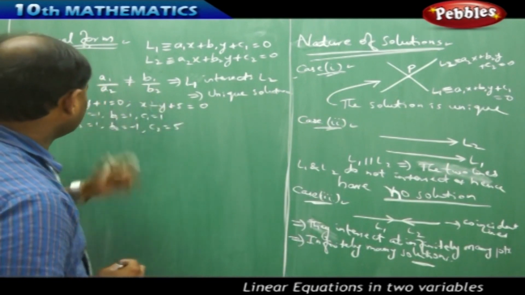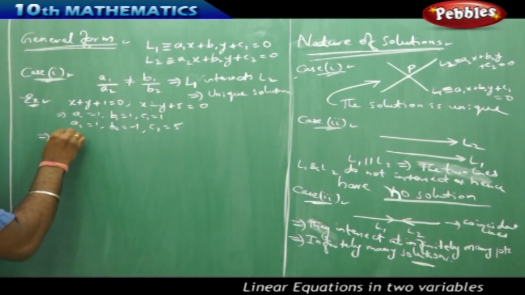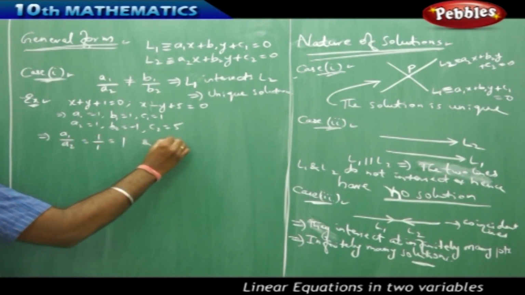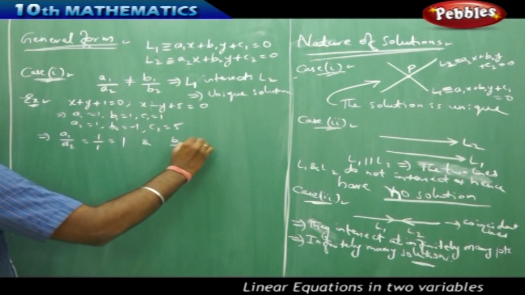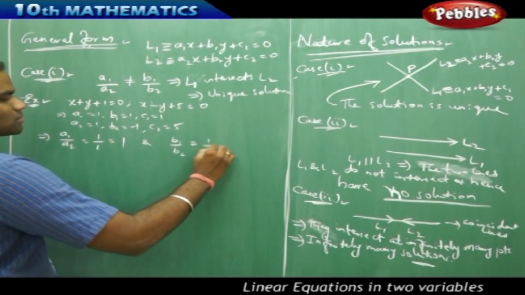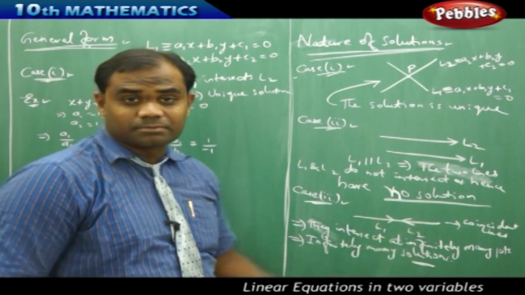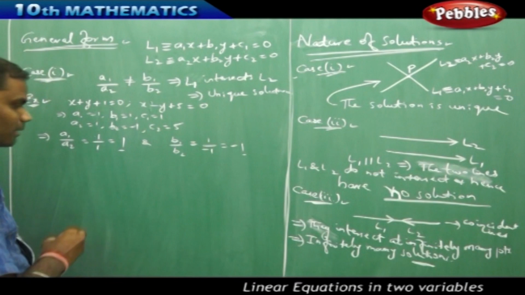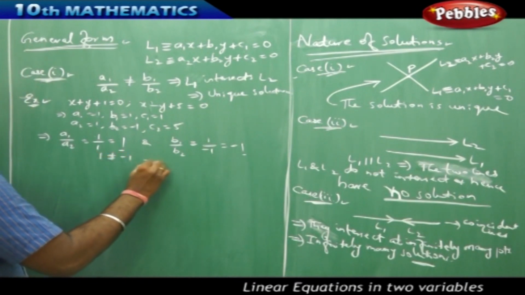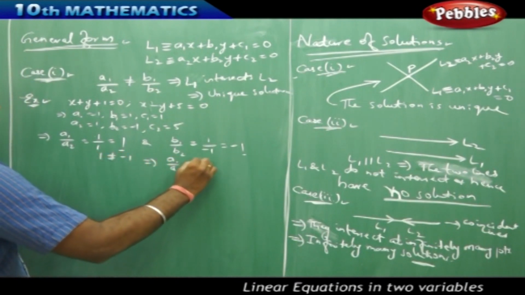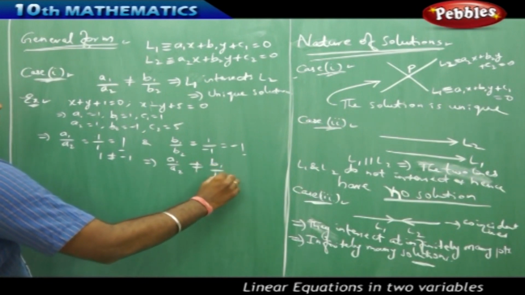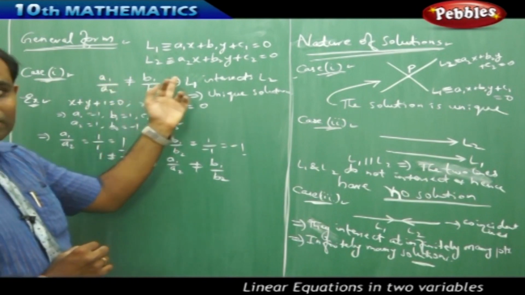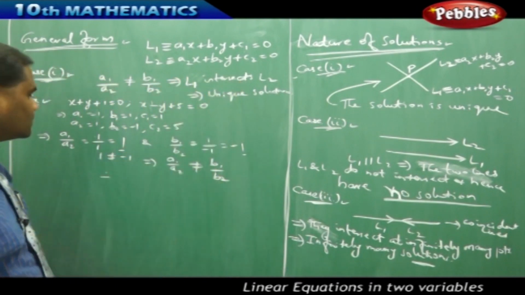Then I try to simplify a1 by a2, which implies a1 by a2 is 1 by 1, which is 1, and my b1 by b2 is clearly 1 over minus 1, which on simplification gives me minus 1. So clearly I see that 1 is not equal to minus 1. That implies a1 by a2 is not equal to b1 by b2.